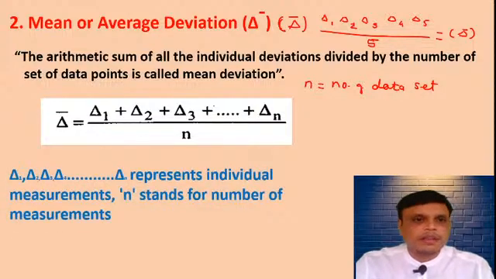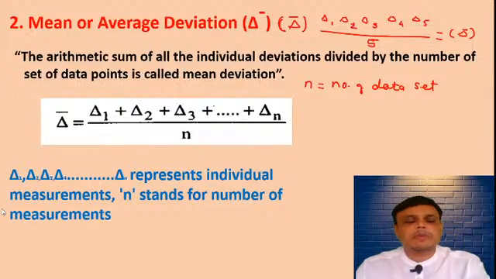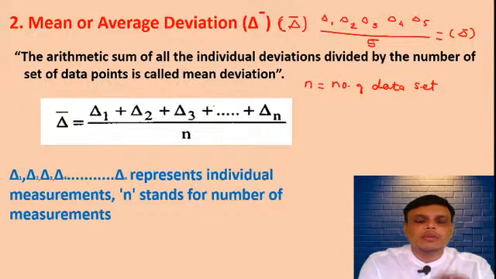Here delta 1, delta 2, delta 3 up to delta n represent individual measurements, and n stands for the number of measurements, how many times that particular experiment was carried out. We have to divide by that number.